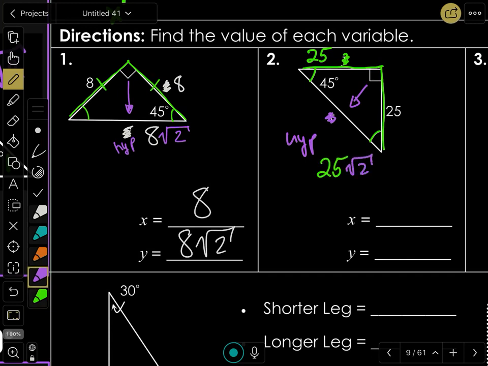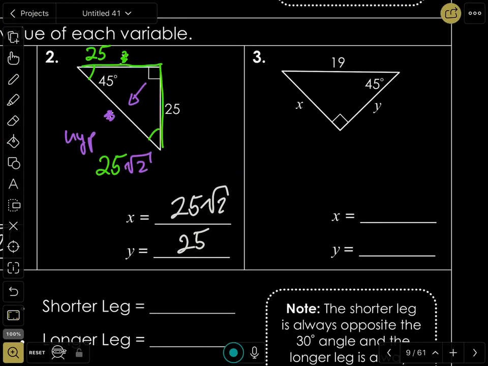And some of you might be thinking, Mr. Hissner, there has to be more to it than that. There's not. When you're given the leg measure, you are simply using this property. It is a property of special right triangles. It's why they're so special, and we hold them dear to our hearts. So x was our hypotenuse here, so this was 25 square root 2, and this was just 25.